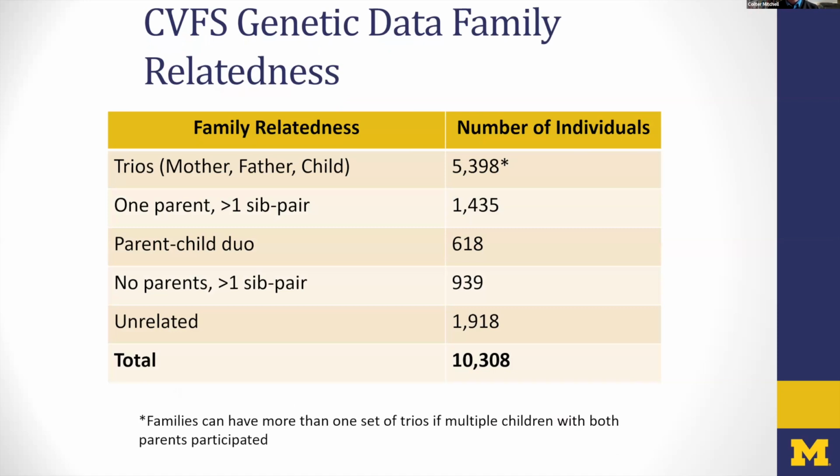Just so you have a sense, and I'll show another version of this so you don't have to remember all this, is how many different individuals there were, around 10,000. Were they located in trios, like mother, father, child? More than half were, but also there's one parent or one sibling, greater than one sibling pair, but maybe not a trio, a parent-child duo, no parents but had a sibling comparison, and totally unrelated from everyone else in the population, around 1900.